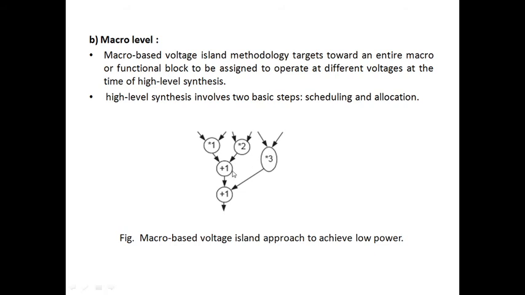See here, this is the approach of macro level. These 1, 2, 3 macro cells are the scheduling ones, which means the operations are assigned to the control path. This is related to scheduling. Then this is the hardware, the +1 and +1 is the hardware.